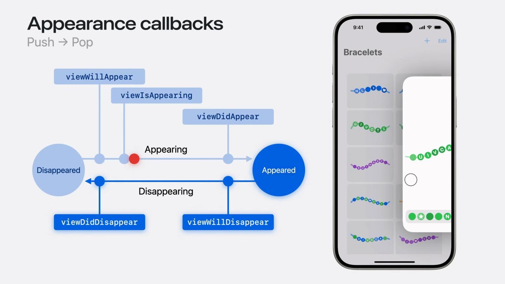In this case, the push is not canceled. Instead, the push completes immediately, so the editor goes straight to the appeared state. And then in the same turn of the run loop, the pop transition starts, moving to the disappearing state. And then from here, it's a normal pop transition, which may complete or be canceled. Canceling a push is different from how canceling a pop works, and this is on purpose.